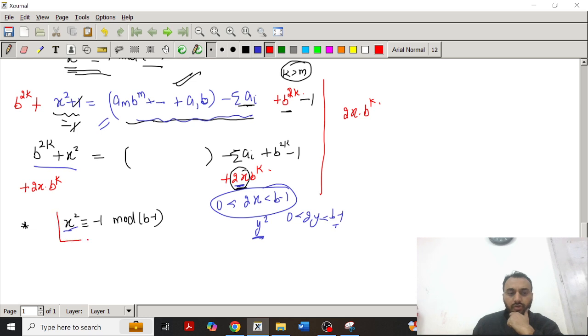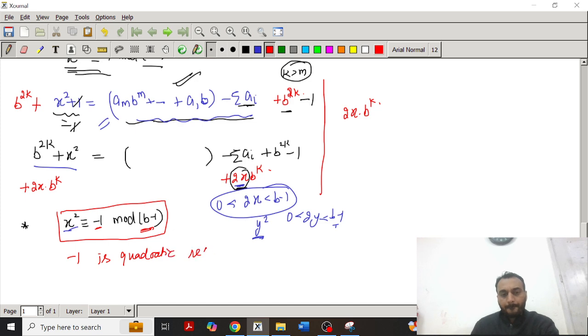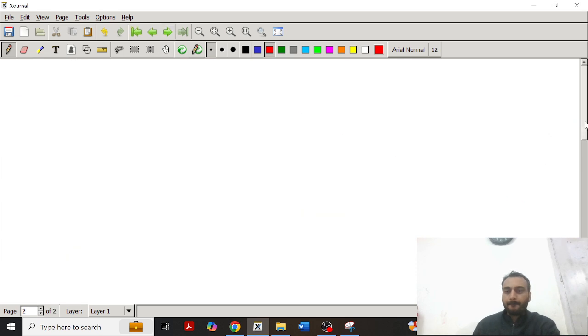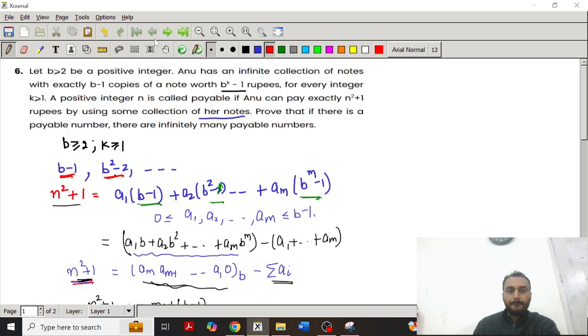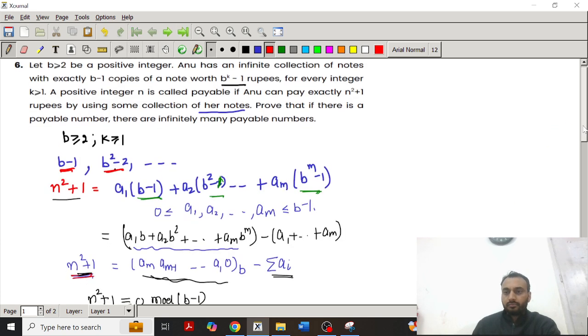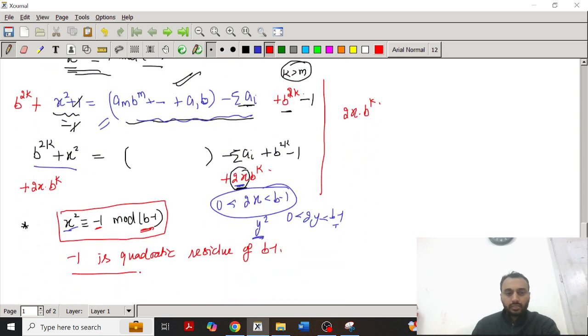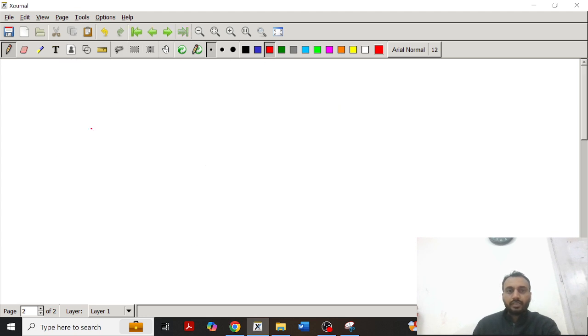So basically if you see this information, this gives us that minus 1 is a quadratic residue of b minus 1, isn't it? Minus 1 is a quadratic residue of b minus 1, isn't it? So we got this. Now let's see the next slide. So we have minus 1 is a quadratic residue.